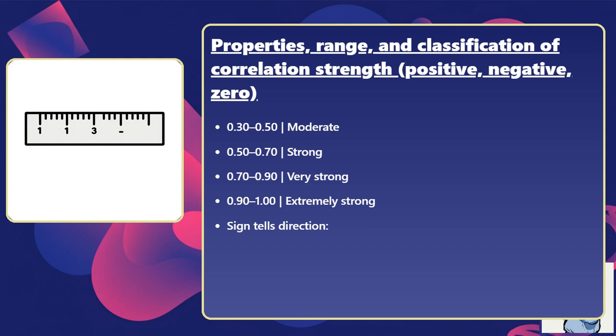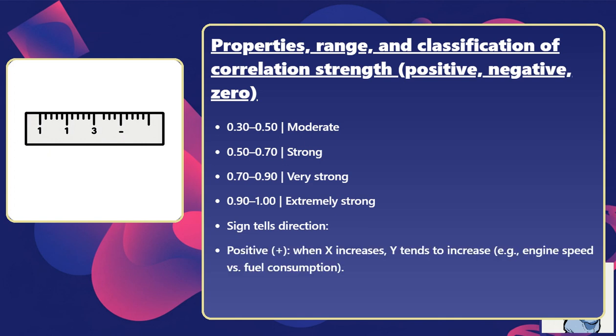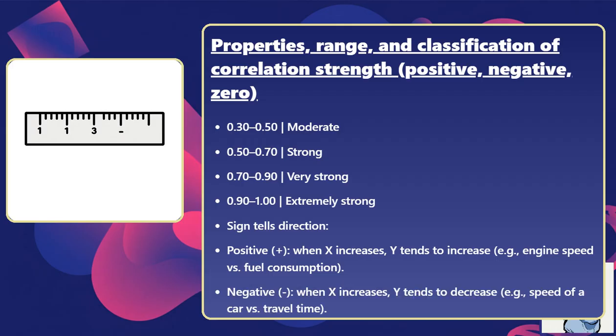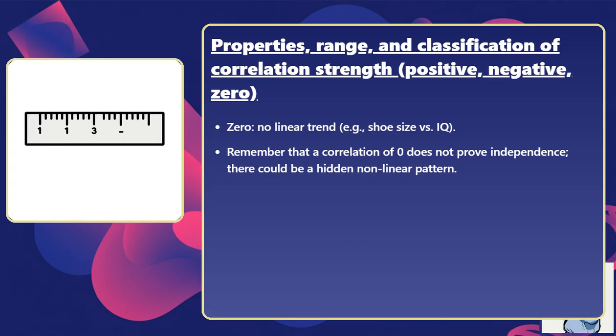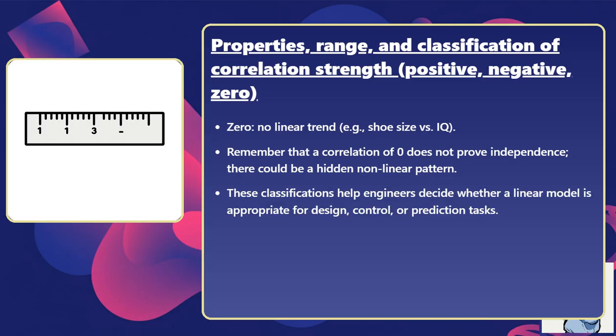Sign tells direction. Positive: plus, when x increases, y tends to increase, for example engine speed versus fuel consumption. Negative: minus, when x increases, y tends to decrease, for example speed of a car versus travel time. 0: no linear trend, for example shoe size versus IQ. Remember that a correlation of 0 does not prove independence. There could be a hidden non-linear pattern. These classifications help engineers decide whether a linear model is appropriate for design, control, or prediction tasks.